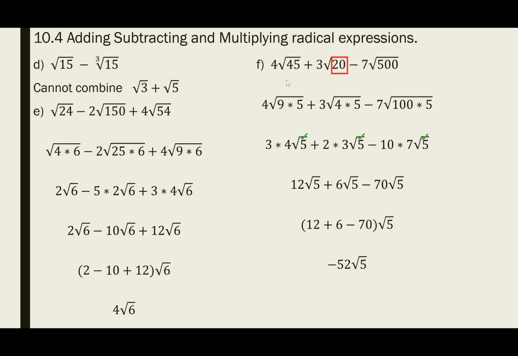So ladies and gentlemen, a question with this particular problem: how did I take this problem up here, 4 square root of 45 plus 3 square root of 20 minus 7 square root of 500, and simplify it to be negative 52 square root of phi? Any question with the matter of this process? Any question here?